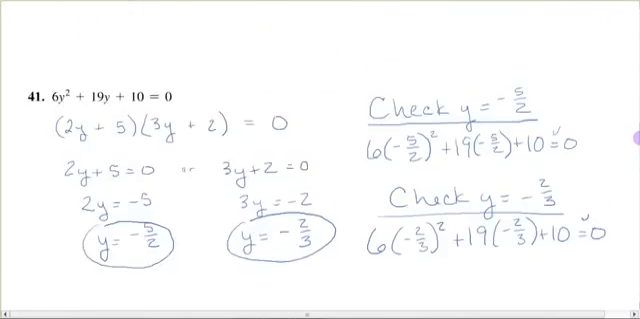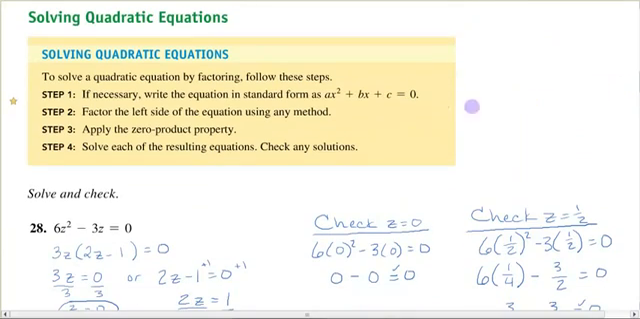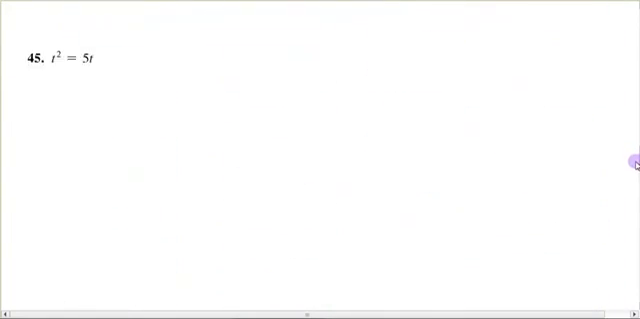Well, let's try this one. This is a little bit different. How does this one look different from the last few problems that we've done? Well, one thing is that it doesn't have a 0 on one side for you already. You're going to have to do that. Remember what the steps said. The steps said, number 1, if necessary, write the equation in standard form. So we need to have a 0 on one side because we're heading towards using the 0 product rule. So we need to get a 0.